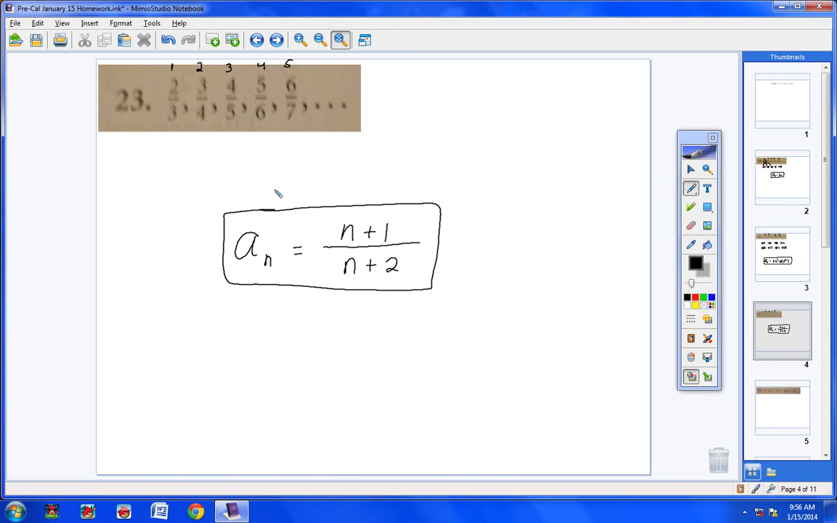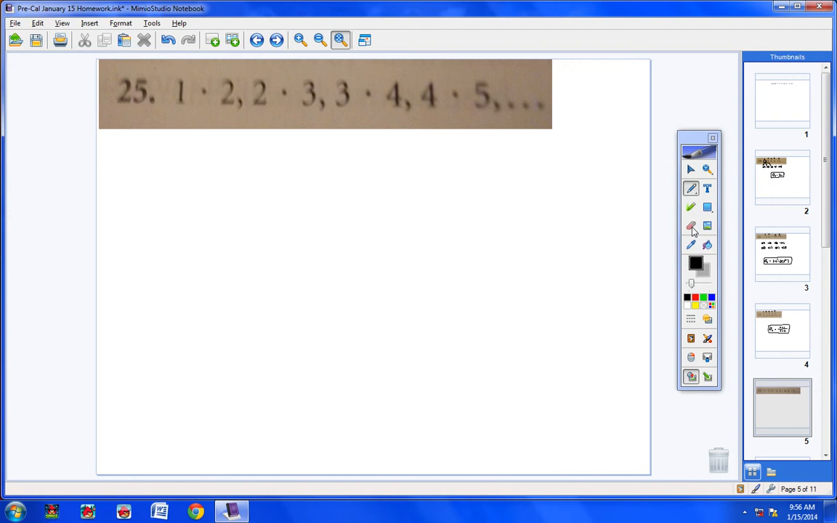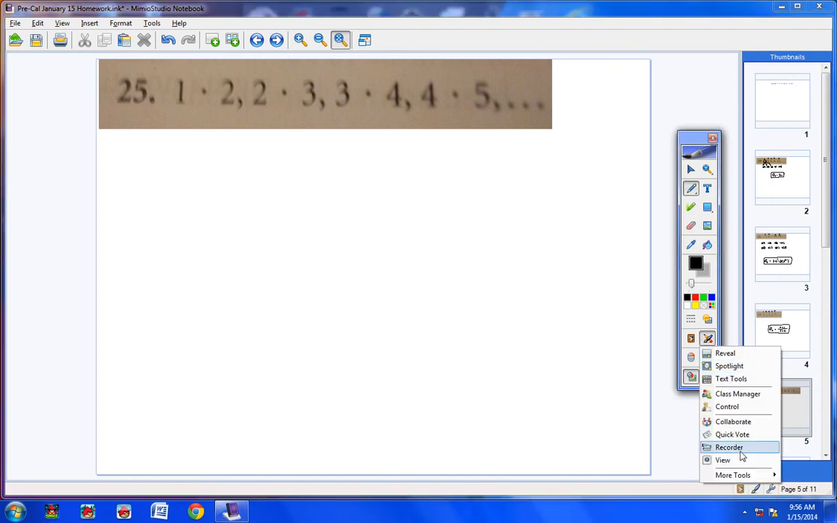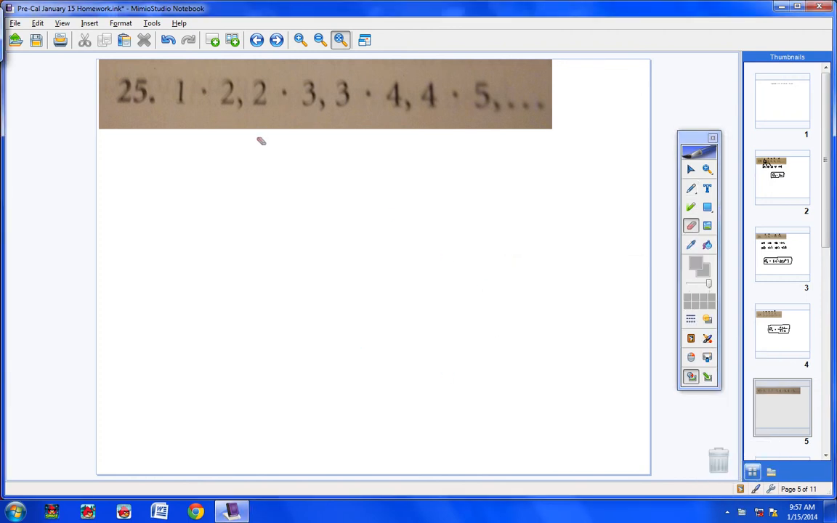Okay, let's continue on and take a look now at number 25. Okay, now in 25 here, they've kind of helped you out. If they just would have given you 2, 6, 12, and 20, that would have been a pretty difficult nth term to figure, because you're adding 4, then you're adding 6, then you're adding 8. So they actually set you up pretty nicely here.